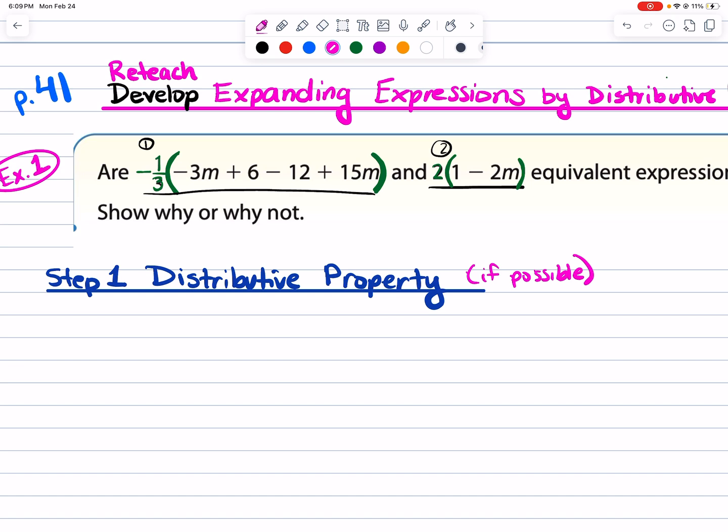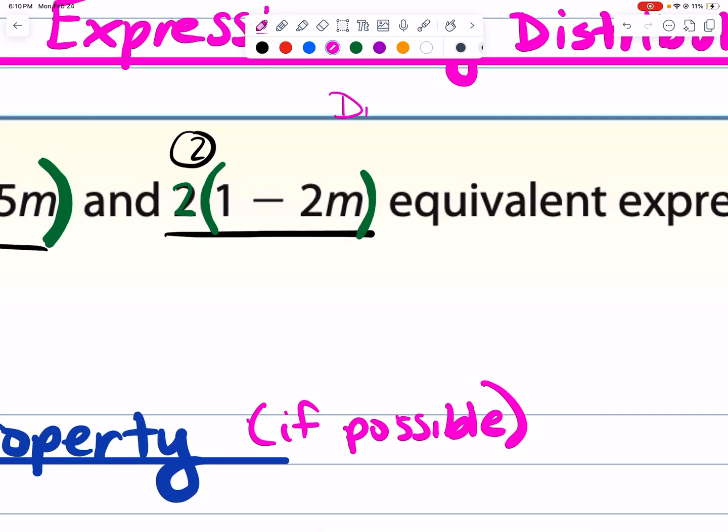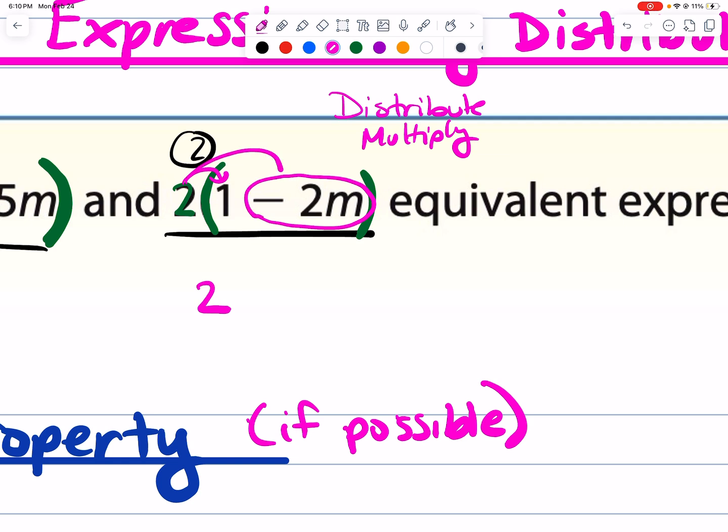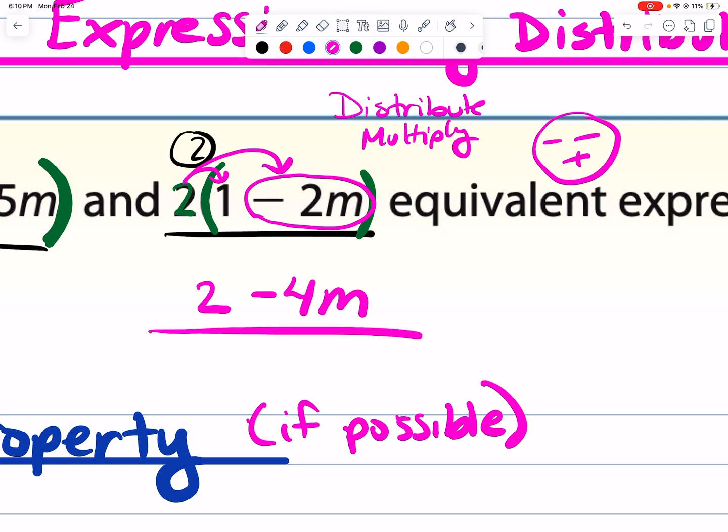So let's start with the small one first. I always like getting rid of the small one here. So we need to distribute, or multiply. So 2 times 1 is 2. And then, careful, negative 2 times negative 2. So I'll make my little circle chart. Negative, positive. Positive times a negative is a negative. Okay, so 2 times negative 2 is negative 4m.